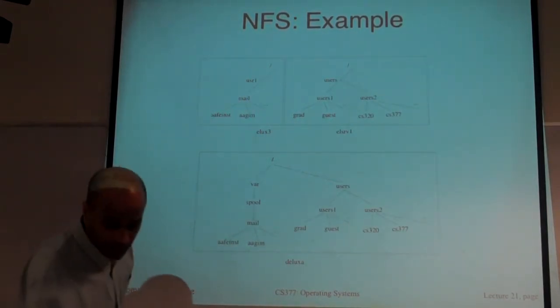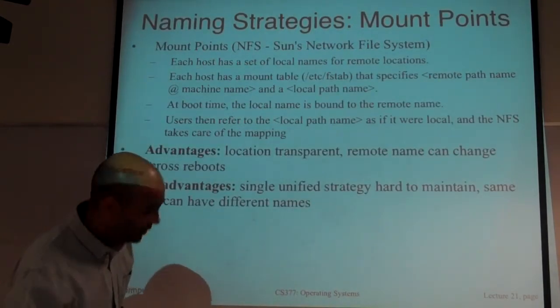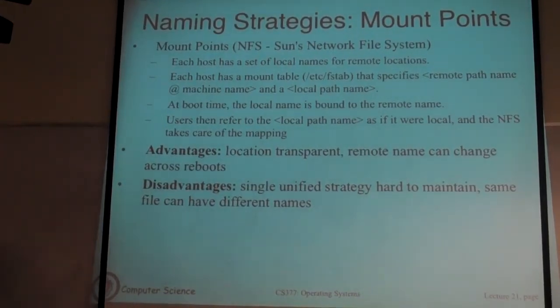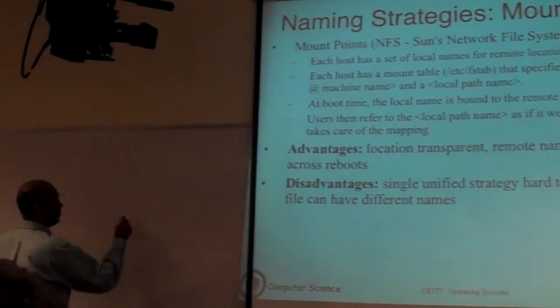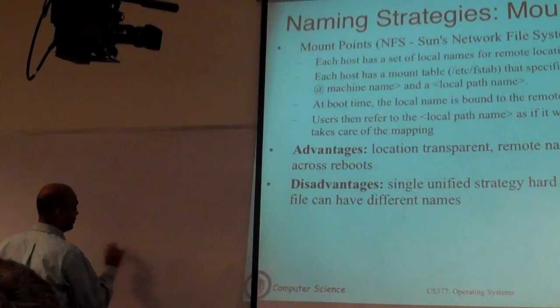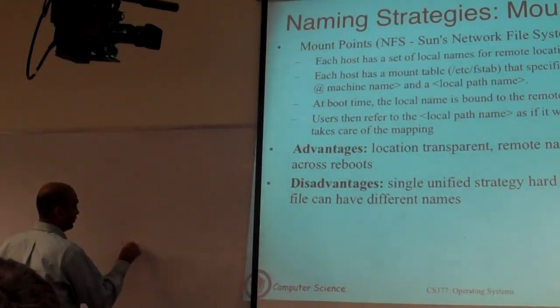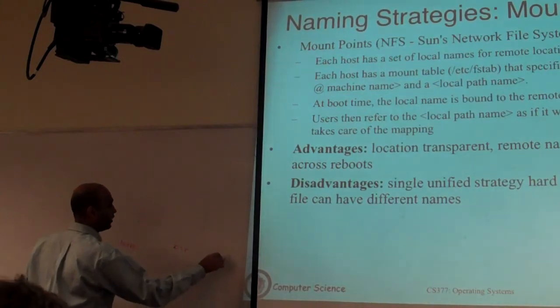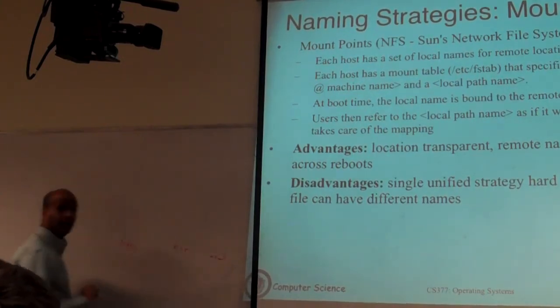Let me just draw another picture, simpler. This is more complicated. Okay, so let's say you have a local machine where you have slash home, or let's call it users. Local. So this is your local file system area.